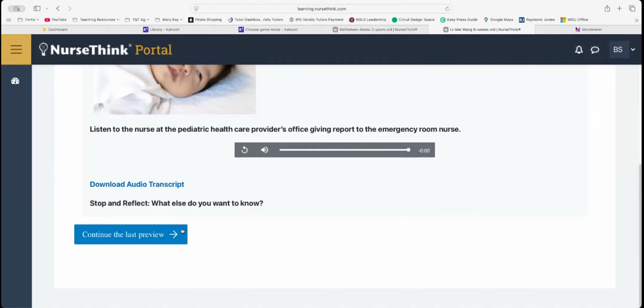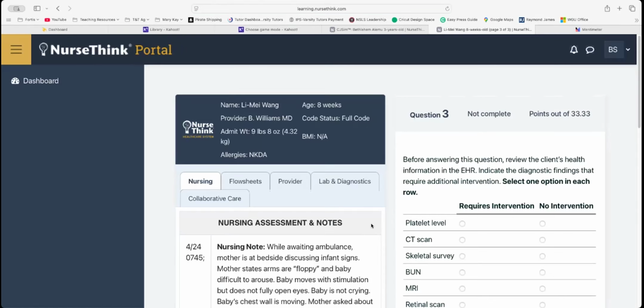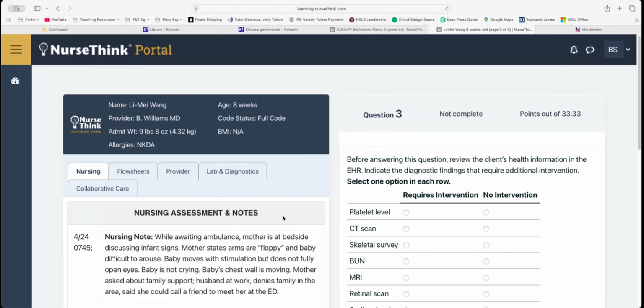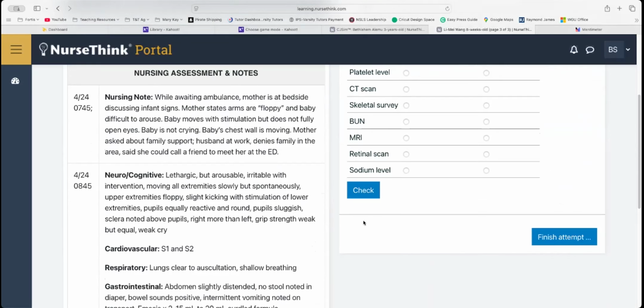So let's take a peek at her chart here. We're going to start with those normal and abnormal results. Remember, she's a direct admit, so we're waiting for the ambulance. Mom's at the bedside, says her arms were floppy. She was difficult to wake up. She moves with stimulation, but doesn't fully open her eyes. She's not crying. Her chest wall moves. They asked mom about family support. She again said dad works. They don't have any family in the area. Maybe a friend can come meet her in the emergency room.